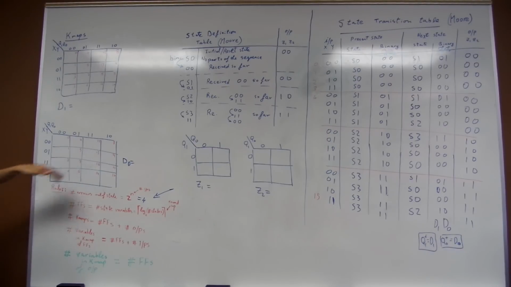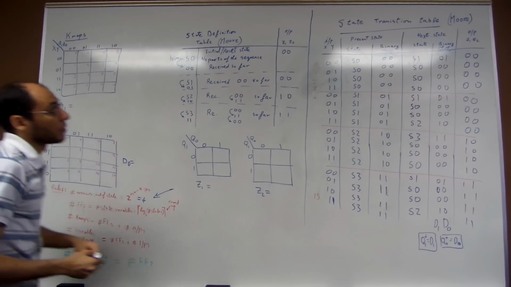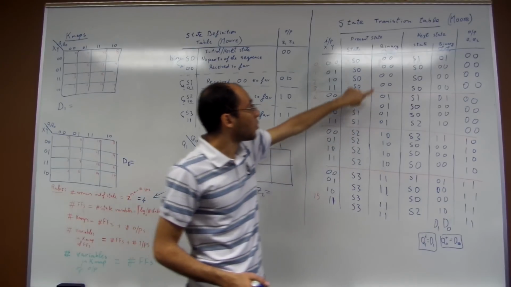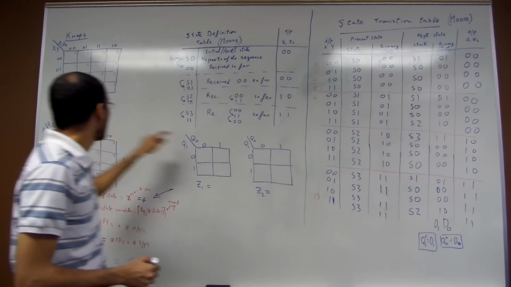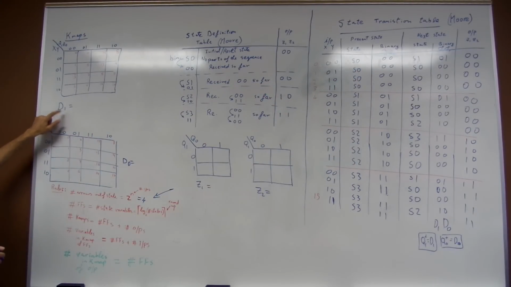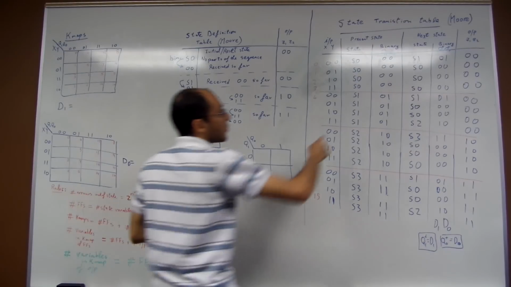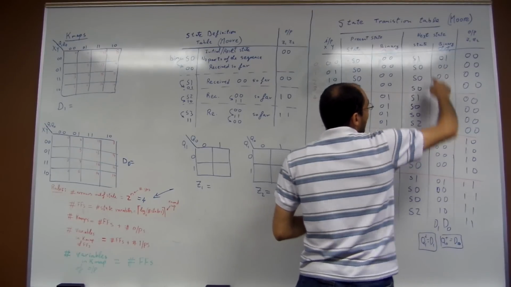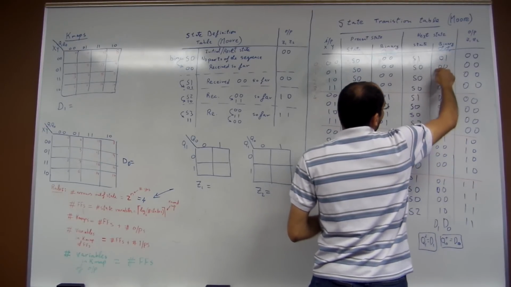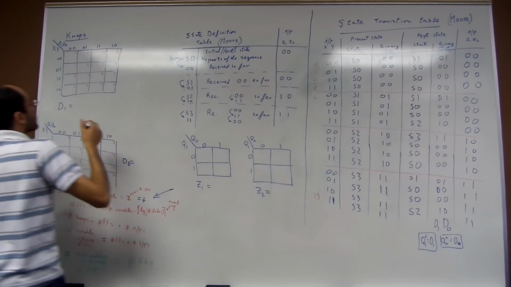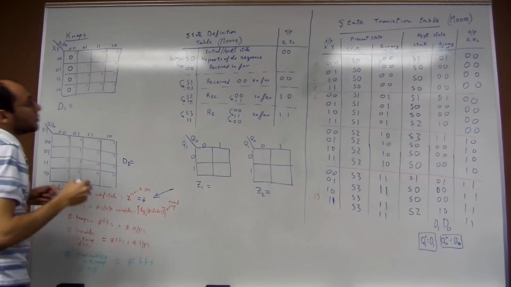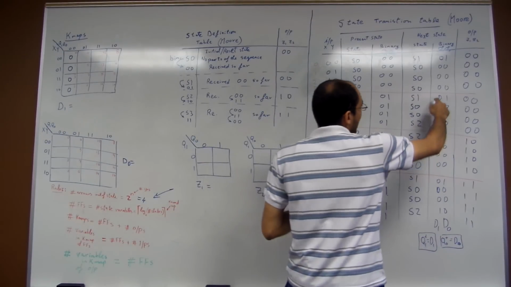The same goes for this K-map. Alright, let's fill in the K-map. Look at this column, which is the column of Q1, because we're filling in the K-map for D1. What is the column for Q1? Oh, we need to look at the next state, not the present state. The next state is 0, 0, 0, 0. Okay? So 0, 0, 0, 0. And then 0, 0, 0, 1.